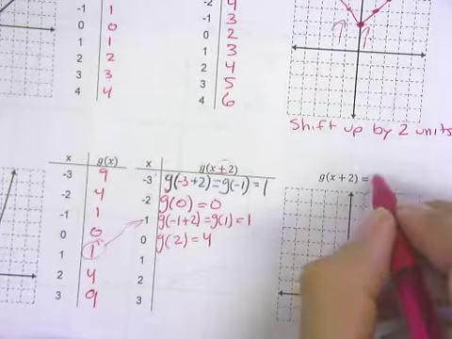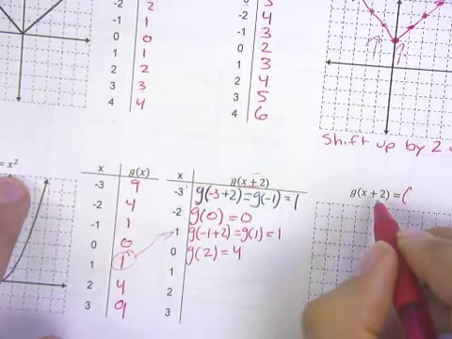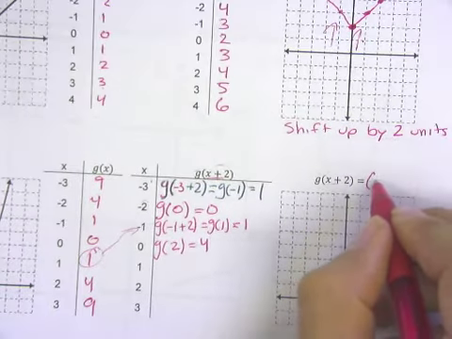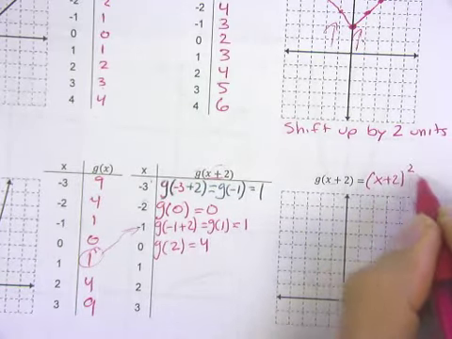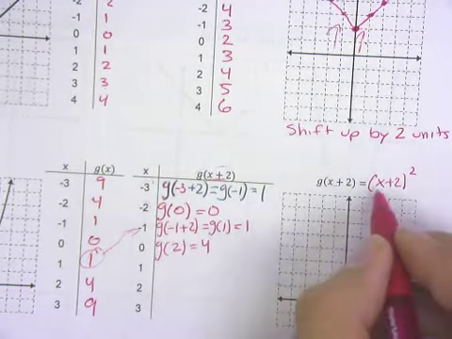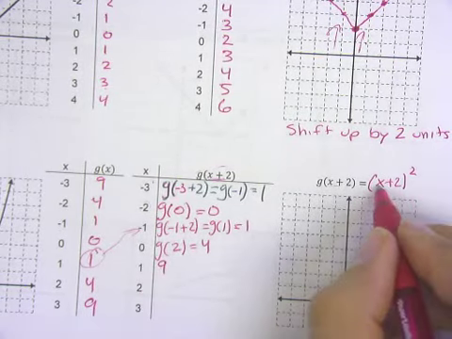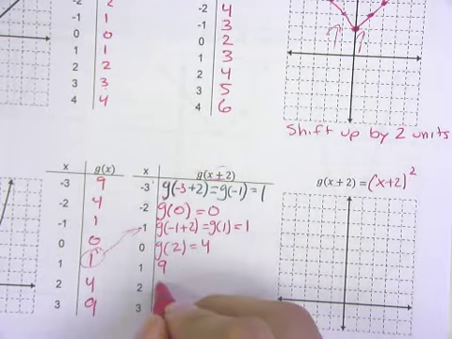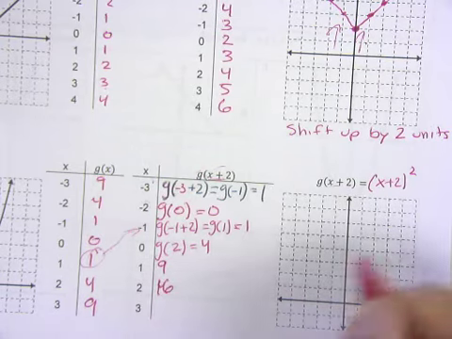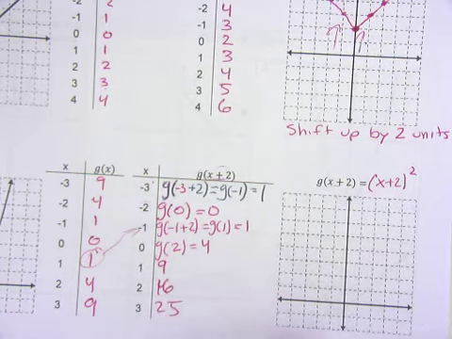This should make sense if you think about it, because g of x plus 2 is really just going to be, we're replacing the x with x plus 2, so we'd have x plus 2 squared. So when x is 0, this is 2 squared, which is 4. When x is 1, this would be 3 squared, which is 9. When x is 2, this would be 4 squared, which is 16. I'm good at numbers, I swear. When x is 3, this would be 5 squared, which is 25.